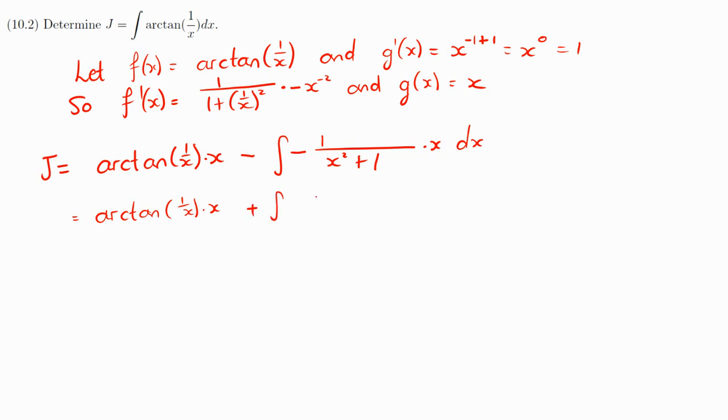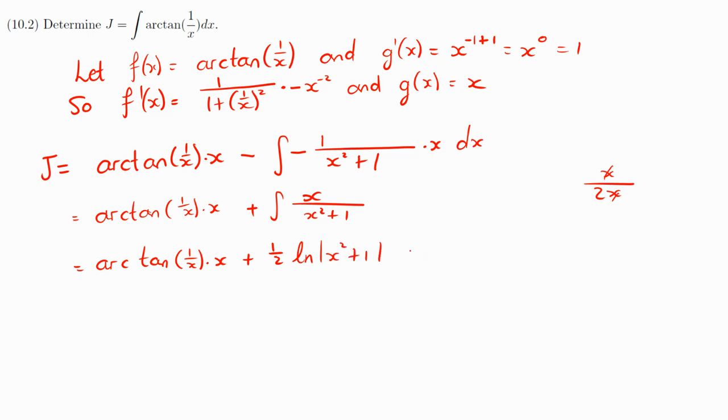We can take out this minus to the front. Then it will be x over x squared plus 1. Again, let's differentiate the bottom part. Then we get 2x, and the top part is x. So we'll have a half. And that is actually the ln rule. So we add a half of ln of x squared plus 1. Remember to add plus c.